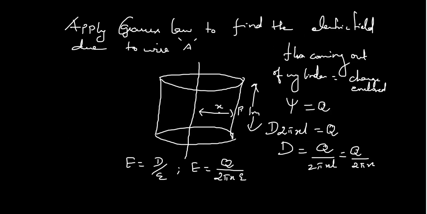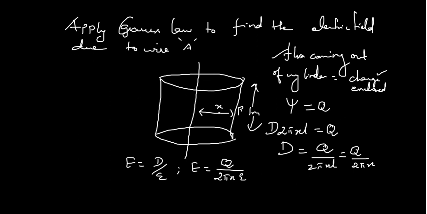Now apply Gauss law to find the electric field due to the wire A. For that, you consider the wire as a cylinder, an imaginary closed cylinder, having a radius of x and a length of 1 meter. Now the flux coming out of the cylinder is equal to the charge enclosed. The flux is denoted as psi here.